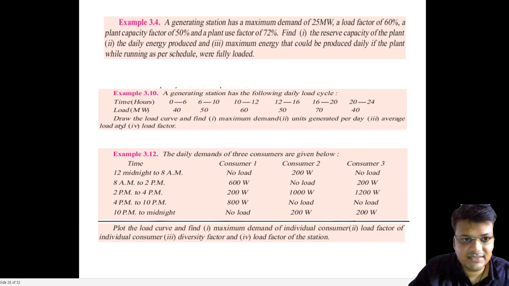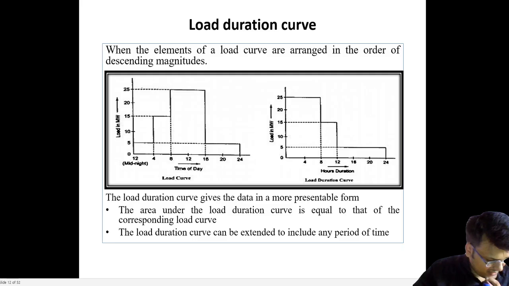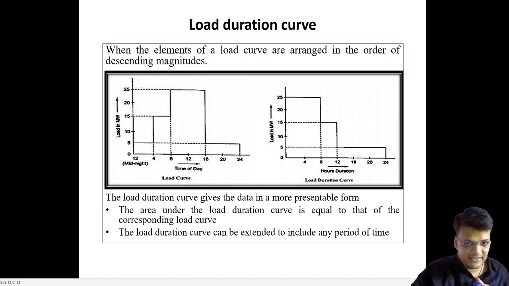How will we draw the load curve? From 0 to 6 we have 40 megawatt, 6 to 10 we have 50 megawatt, 10 to 12 we have 60 megawatt of load. Like that we will draw a load curve. It will look like that as we discussed here, either this form or this form. So Anupma Chaudhary is getting the 70 megawatt. Everybody draw the load curve like that. First you have to draw the load curve, after that you will be able to find the load duration curve.